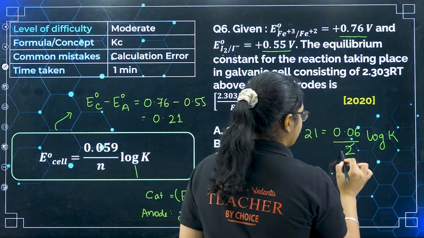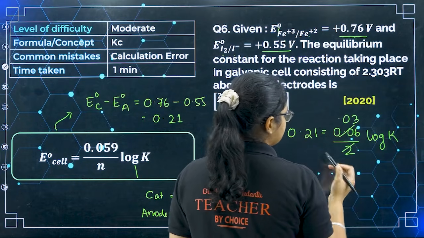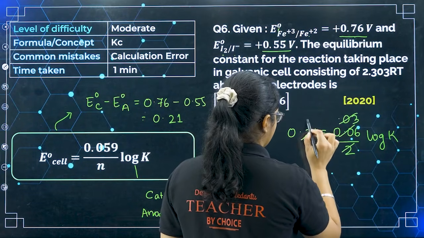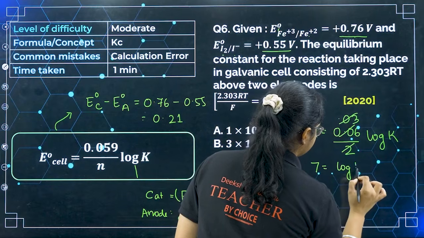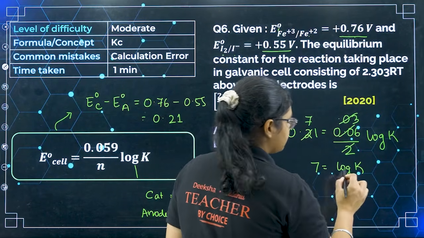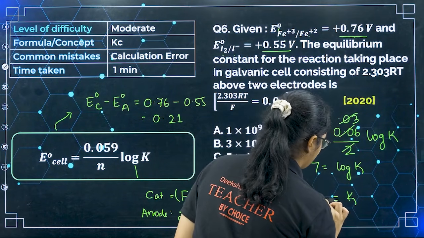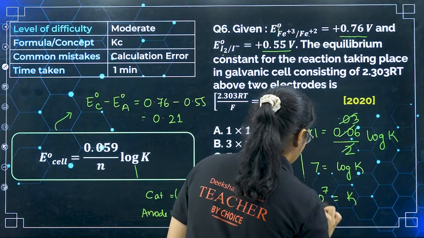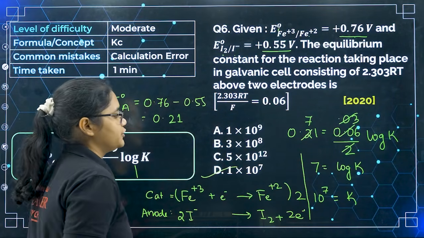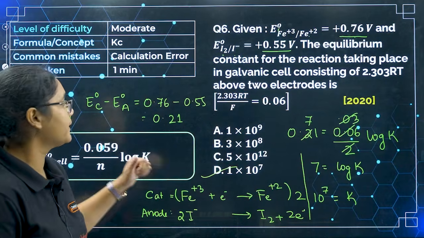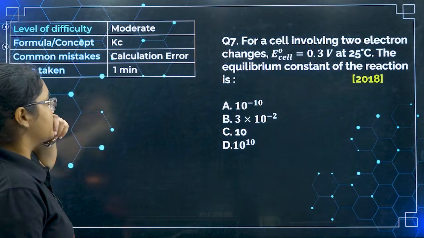Okay. So I can cancel this one easily. This is 0.3. 21 by 3 will give me 7. So I have 7 is equal to log of K. Next, if I want to take antilog, K will be equal to 10 to the power of 7. Okay. So what will be the value here? Option number D. Okay. Next, question number 7.